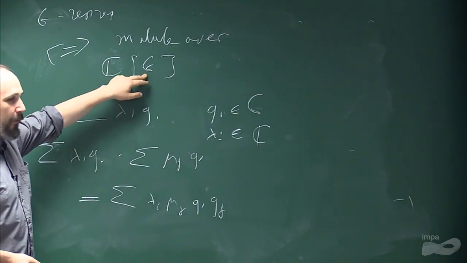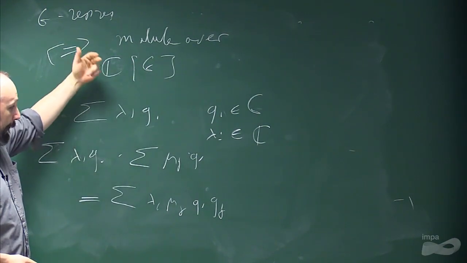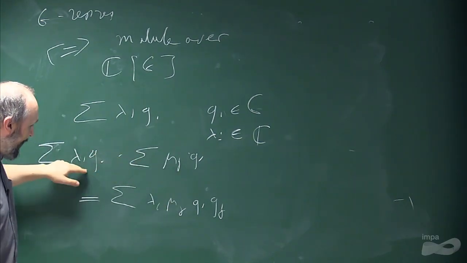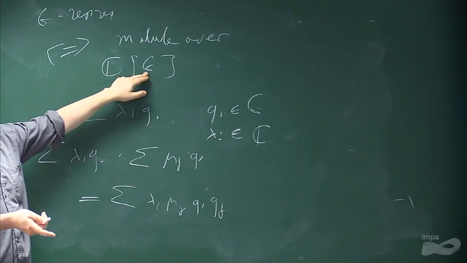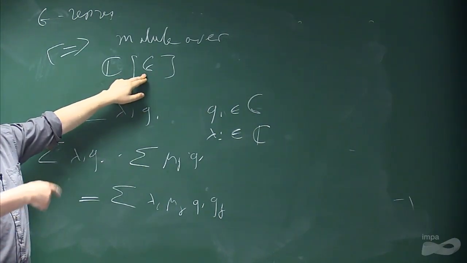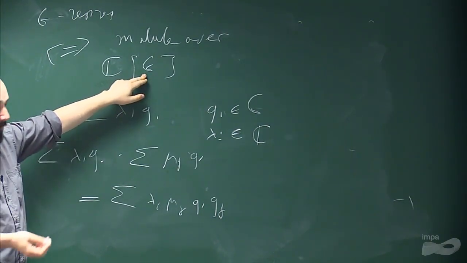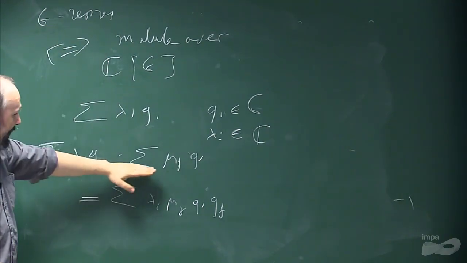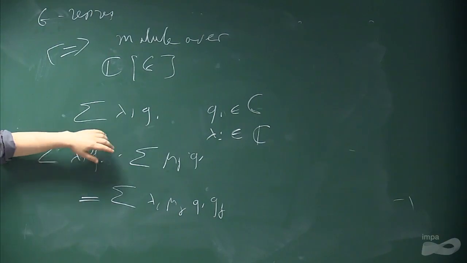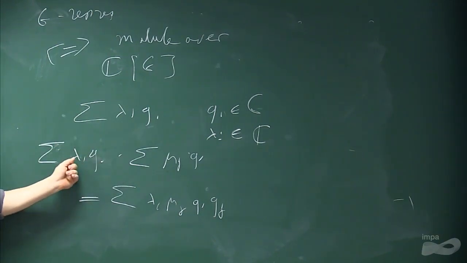First, it is clear that if you have a module over this algebra, you have a group action, because the group is embedded into it multiplicatively. So it sits in this algebra as a multiplicative subset. On the other hand, if you have a group representation, you can act by these sums, multiplying by the group elements and summing up.